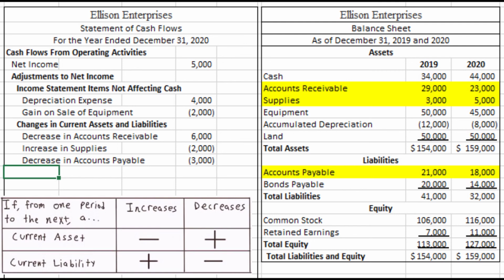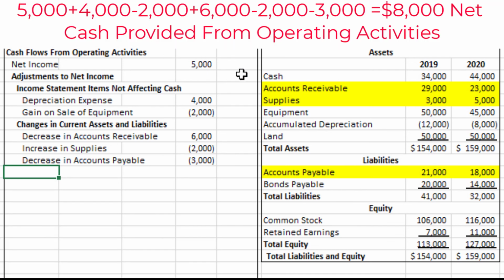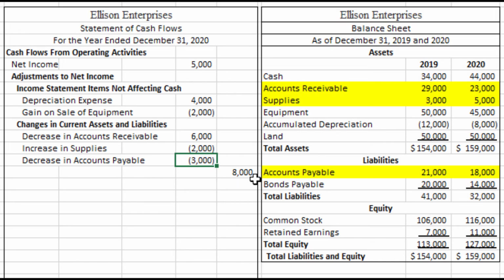Alright, our next step is to find the total. So we take the $5,000 from net income, plus $4,000, minus $2,000, plus $6,000, minus $2,000, minus $3,000, and we should get positive $8,000. Now the reason why I found this total before I actually put the label on it is because the label is going to depend on whether or not this number was positive or negative. So in this case we have positive $8,000, so we will put net cash provided by operating activities. And if this would have been a negative number, we would put net cash used by operating activities.